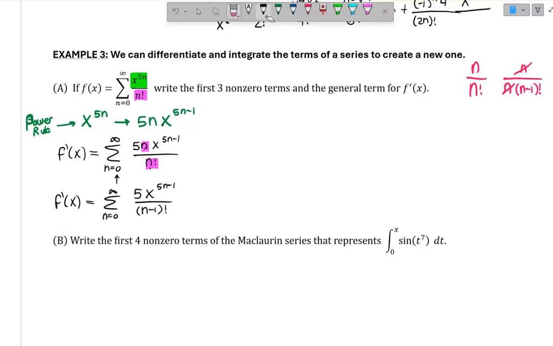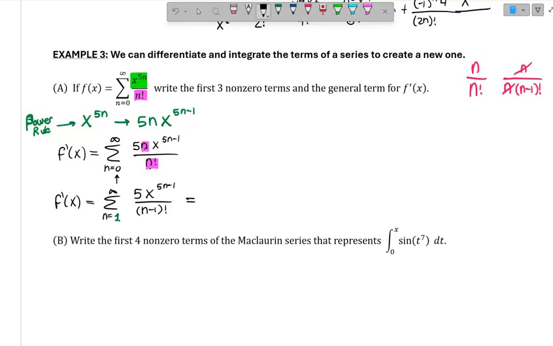So remember I talked about that non-zero situation? So we're actually going to start our index here at 1 so that we will be able to get a non-zero term to begin. And so that's what we're going to do. We're going to go ahead and find those first three non-zero terms. So we have our general term. Let's go ahead and write the first three non-zero terms.